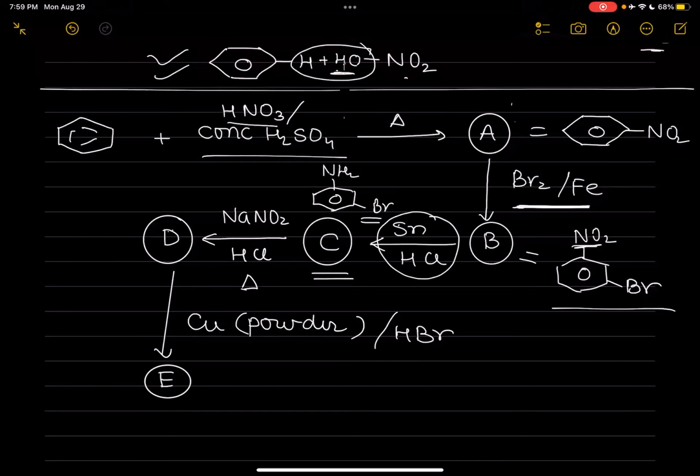Yes, sir. So what will be the structure of D? This is what? Diazonium. Yeah, this is diazonium. I actually need to put 0 to 5 degree. Yeah, this is NaNO2 plus HCl. So diazonium is N2+ Cl-, right? Yes, sir. So this is diazonium salt, and the bromine was already there that you connected at this step.